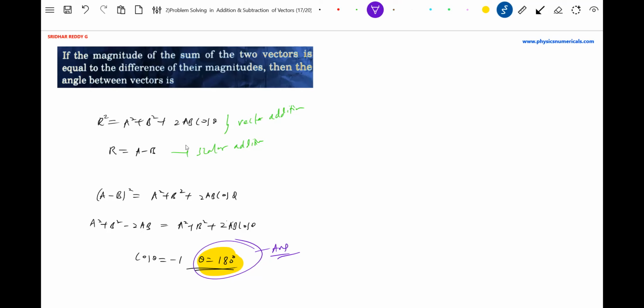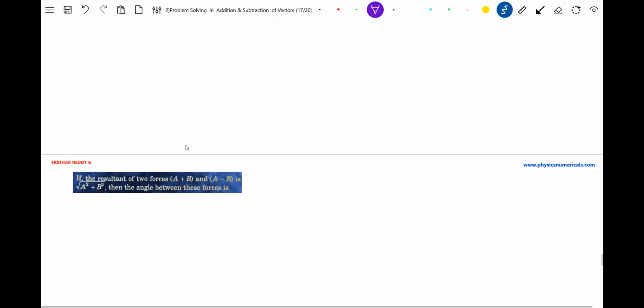No, if you want, you can draw a diagram, no problem. I have the resultant of two vectors. If there are two forces, a plus b and a minus b, and the resultant is root of a square plus b square, then the angle between these forces is, a plus b is one force. A minus b is one force.